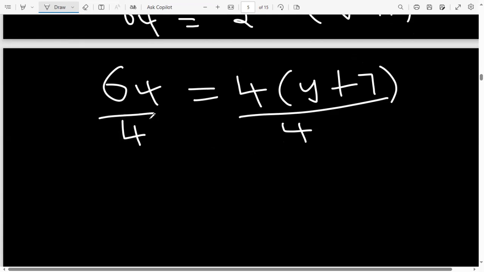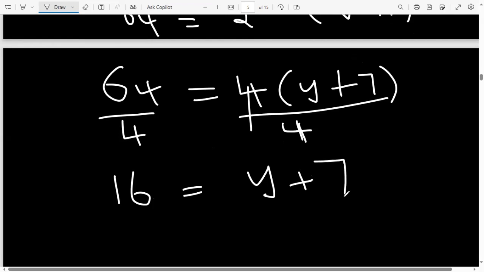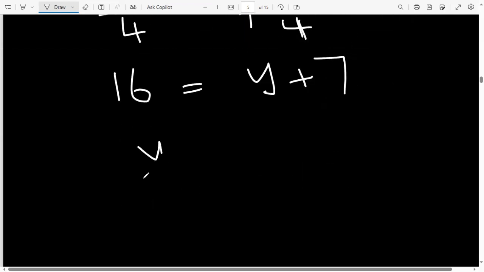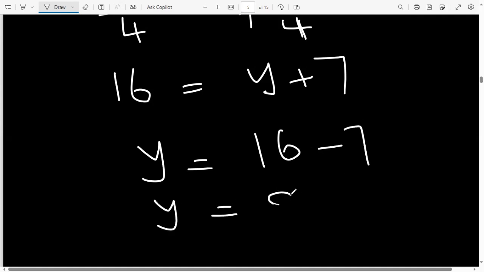So 4 into 64 is going to give us what? 16, right? It gives us 16 is equal to, here, this 4 cancels this one, so we have y plus 7. Okay, so it means our y will just be equal to 16 minus 7. So y is equal to 9. Okay, so our y is equal to 9. That is our final answer.